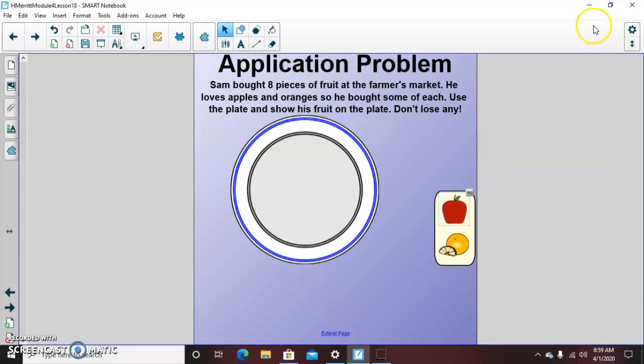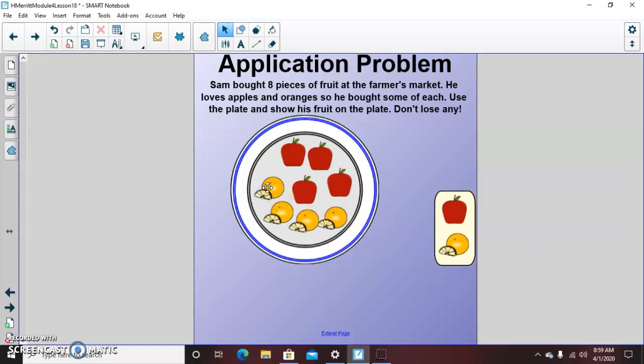Use the plate and show his fruit on the plate. So look at 1, 2, 3, 4, 5, 6, 7, 8. So that's one way to make 8. 4 apples and 4 oranges equals 8 pieces of fruit.